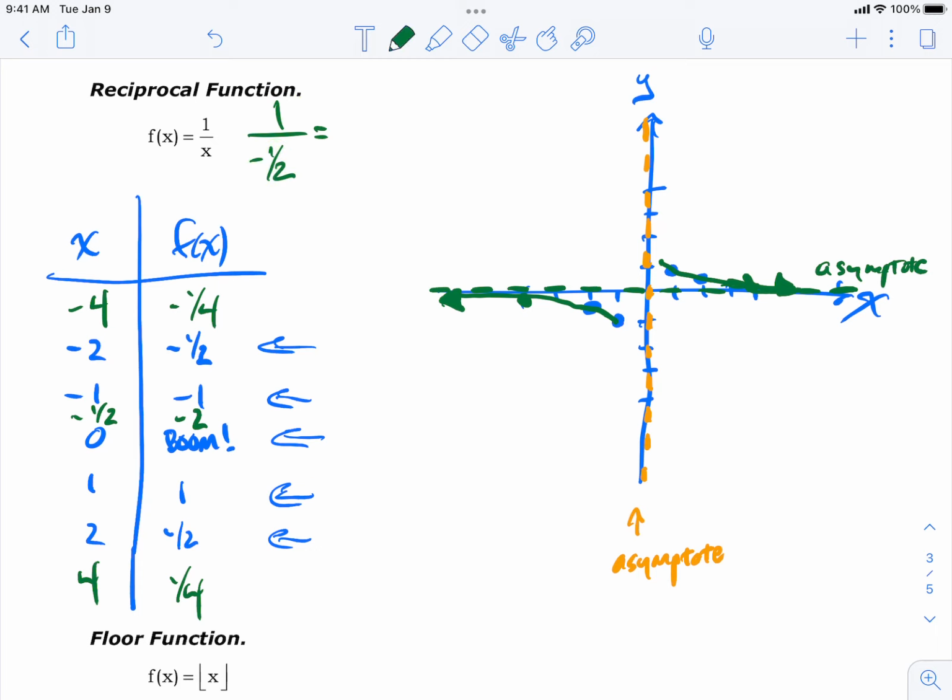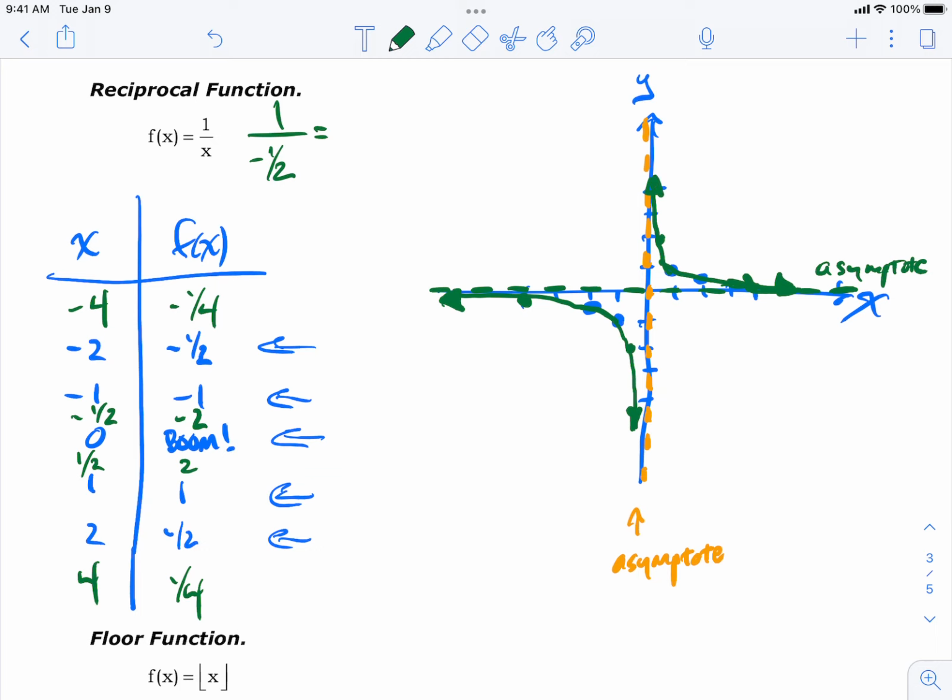Okay. Of course, if you plug in a positive 1/2, you're going to get a positive 2. But let's put those plots in. When x is negative 1/2, I come down to here. When x is positive 1/2, I come over to here. So you can see that, oh, okay, it's going to do one of these deals. It's going to go up along the y-axis. It's going to go down along the y-axis.